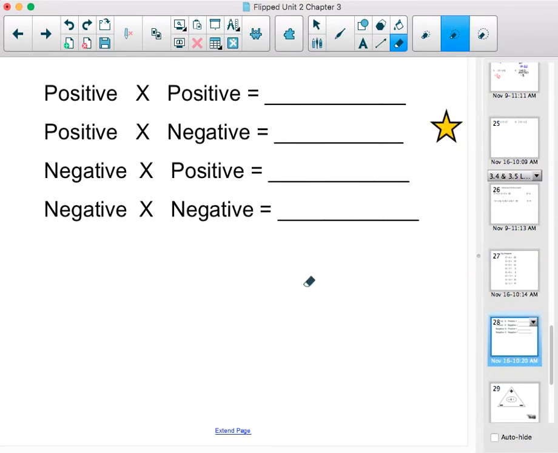Here are the rules for multiplying. You've been doing positive times positives for a long, long time now. A positive times a positive will get us a positive answer.